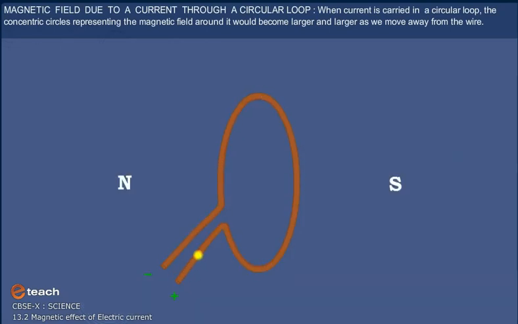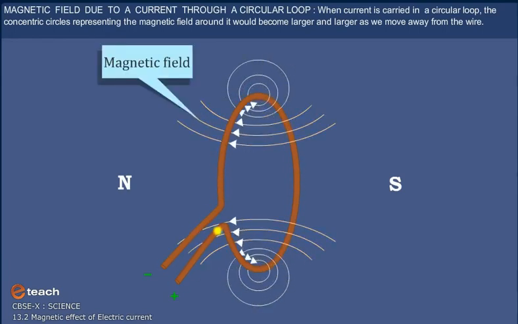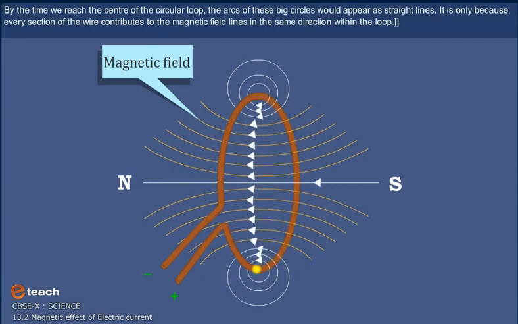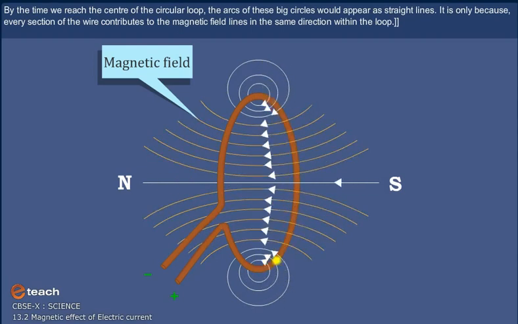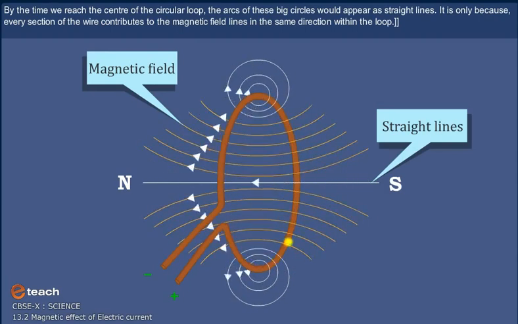When current is carried in a circular loop, the concentric circles representing the magnetic field around it become larger and larger as we move away from the wire. By the time we reach the center of the circular loop, the arcs of these big circles appear as straight lines. It is because every section of the wire contributes to the magnetic field lines in the same direction within the loop.